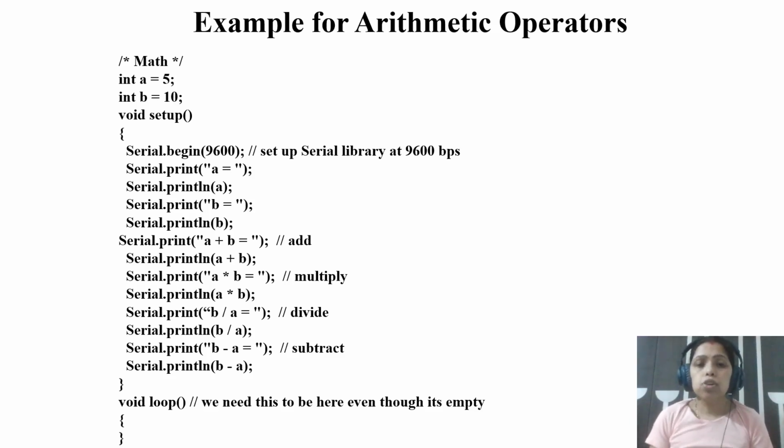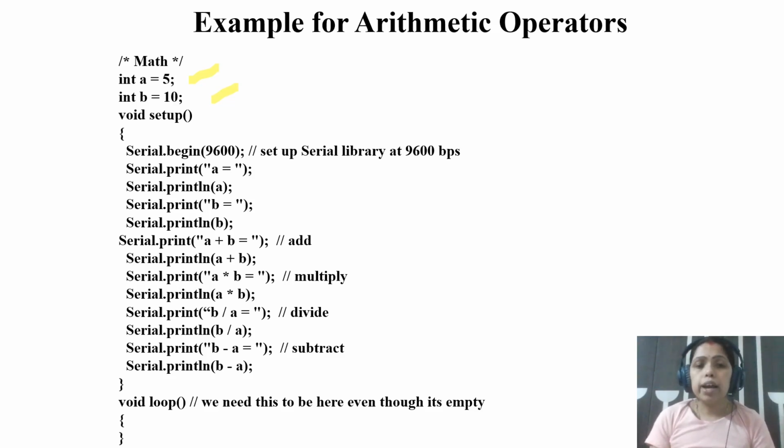Now come to the arithmetic operators. You can see I have considered two values, A and B. This variable declaration I discussed in the last class. 5 and 10 are both integer values, so the type for A and B is int. So int A is equal to 5, int B is equal to 10.